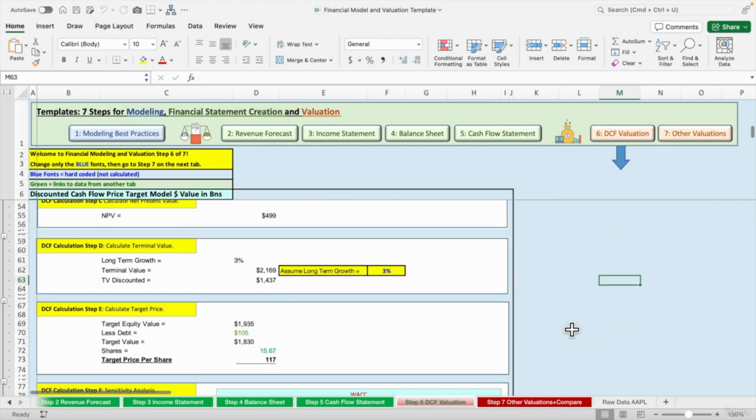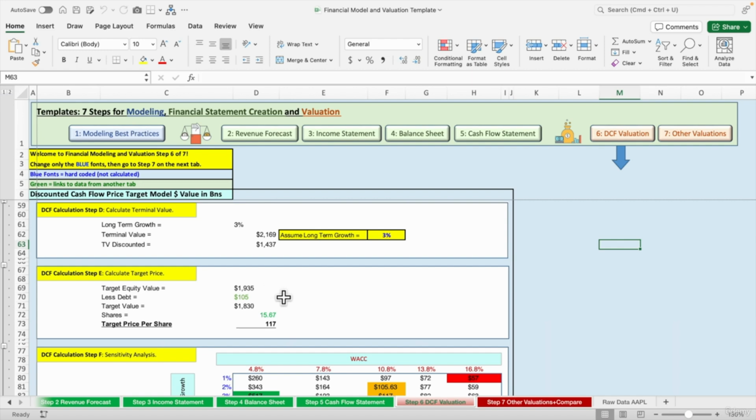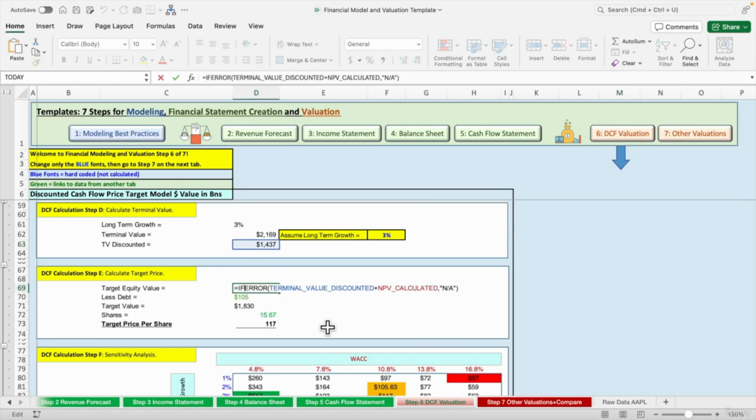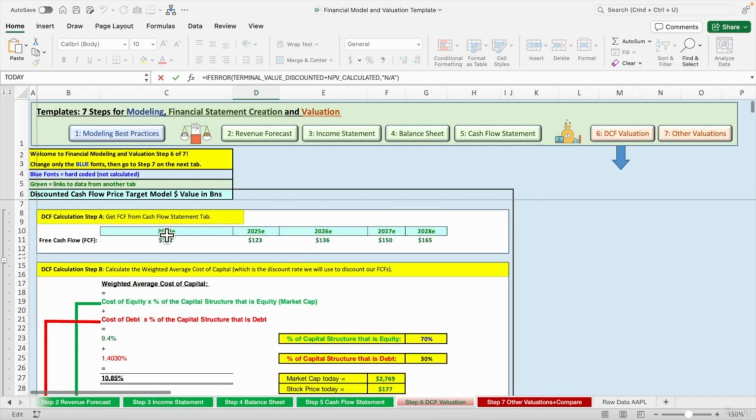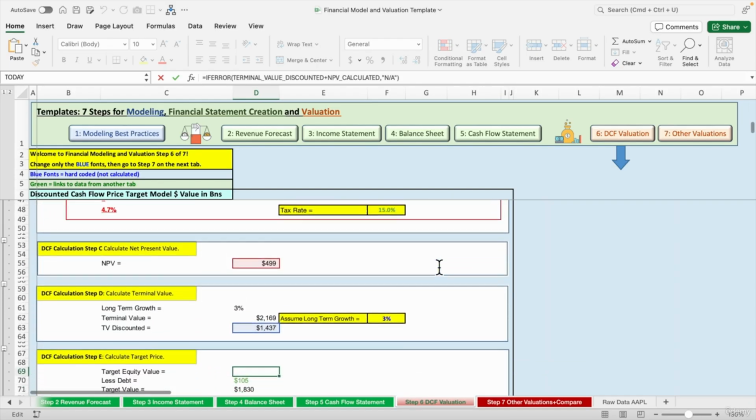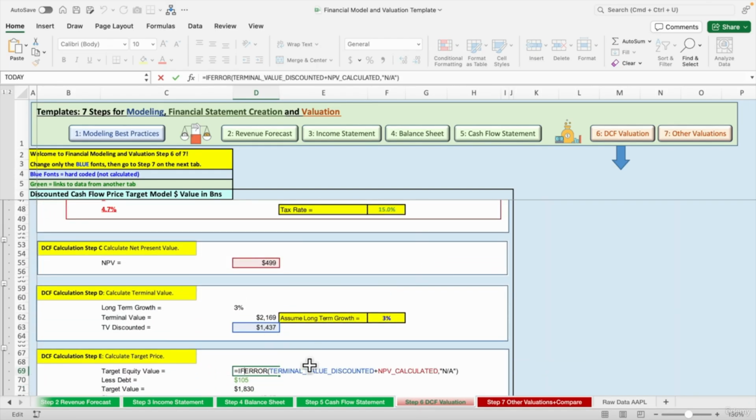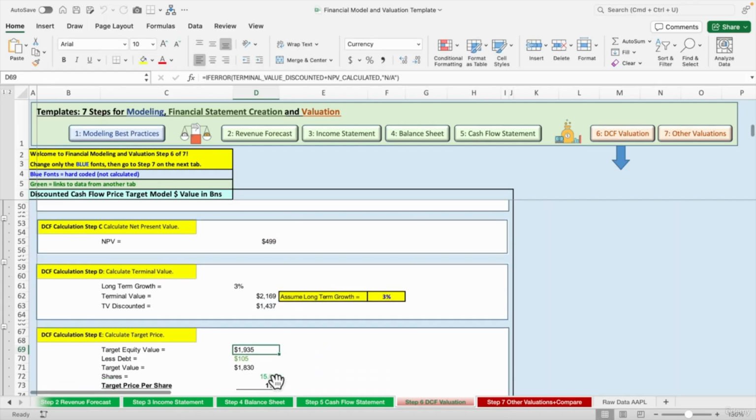All right, the next step is going to be step E, where we're going to calculate the target price. Well, now we know what the equity value is going to be of the company based on our estimates. So if I double click this, it's basically this, which is the net present value of these cash flows here, plus the terminal value discounted. And that equals this amount here. Then we deduct the debt that's on the balance sheet, right? So I deducted short-term plus long-term debt, and it's green because it links directly to our balance sheet. And this gives us a target value of this amount here.